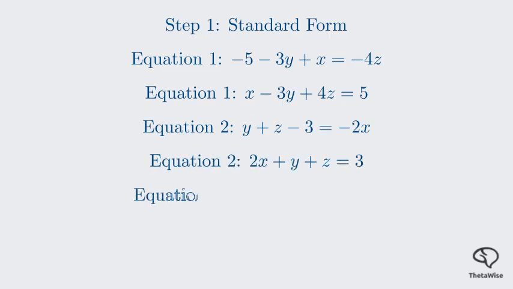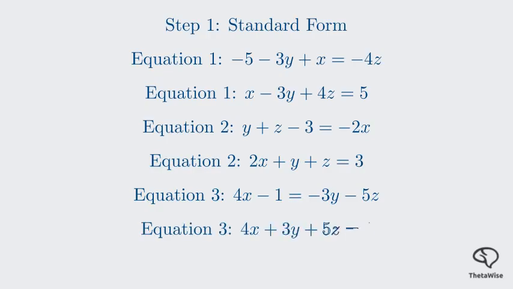Finally, the third equation, 4x minus 1 equals -3 minus 5z. Here we'll add 3 and 5z to both sides and add 1 to both sides. This gives us 4x plus 3y plus 5z equals 1. Now we have our system of equations in standard form. This completes our first step. We are now ready for step 2, finding the determinant of the coefficients delta 0.